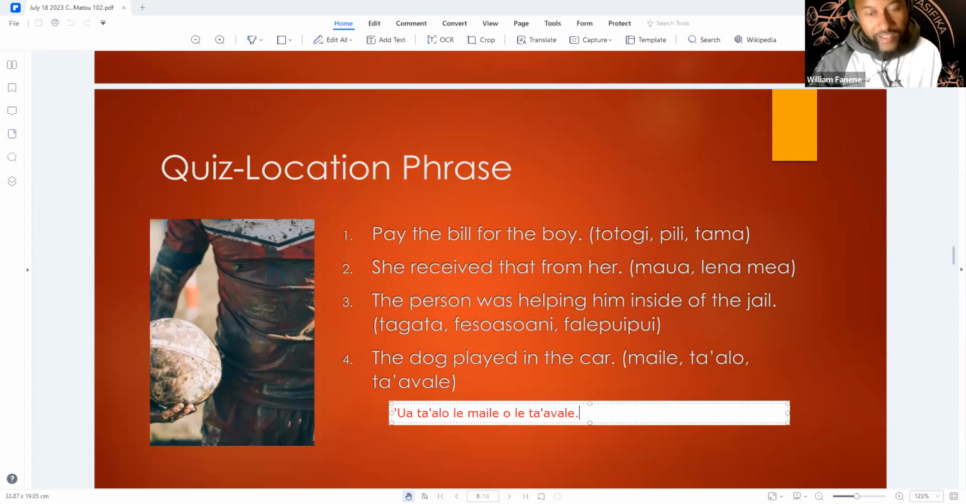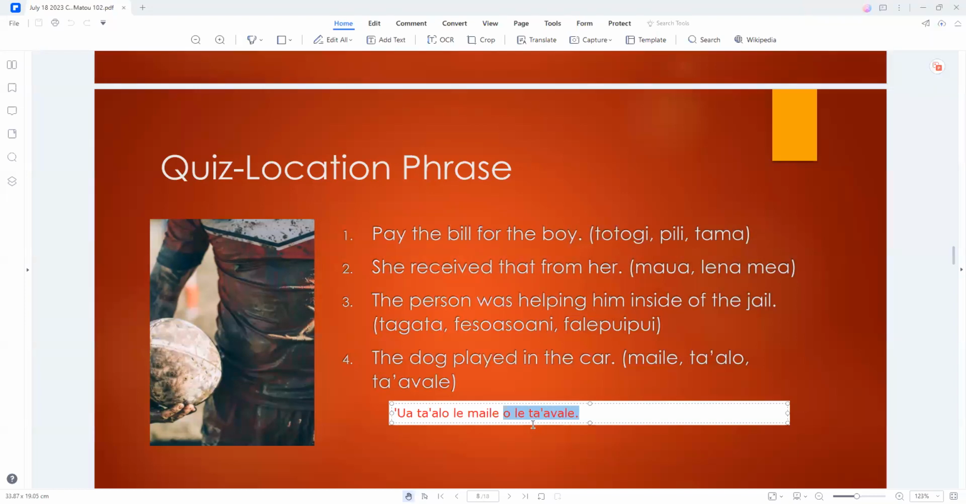Ole ta'avale. Awesome. So we have our tense, which is ua. So it's a present tense, but I'm updating you. And then ta'alo, which is to play. And then who did it? Le maile. So the dog has played or the dog played. And then the car. The dog played the car. Ua ta'alo le maile i totonu o le ta'avale.